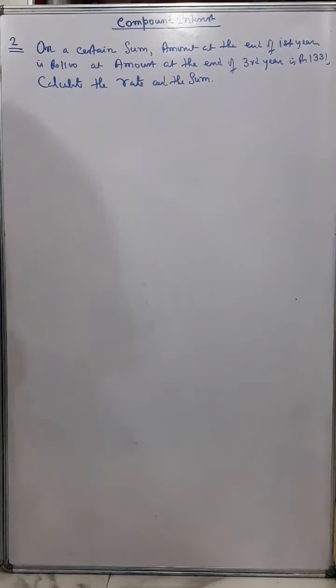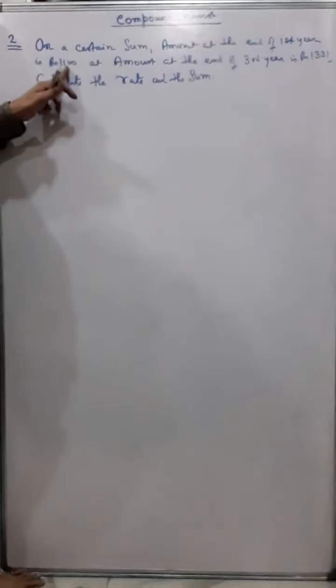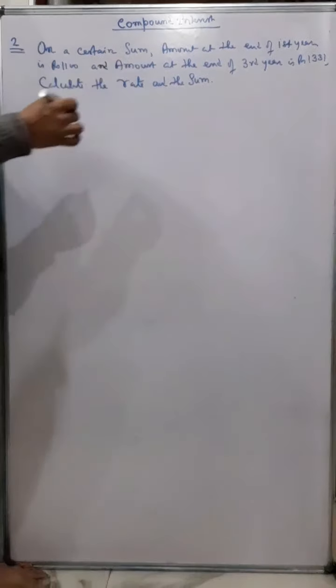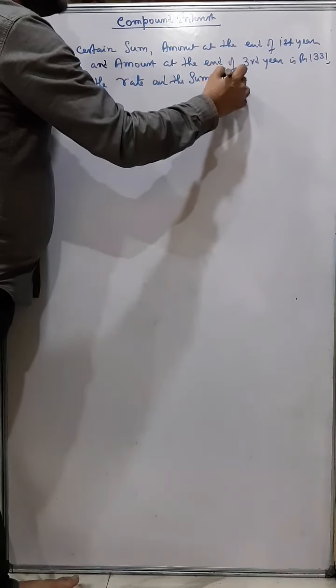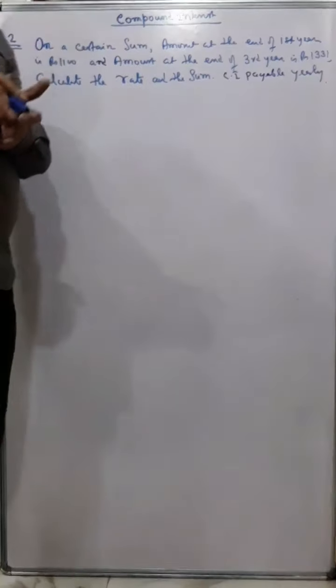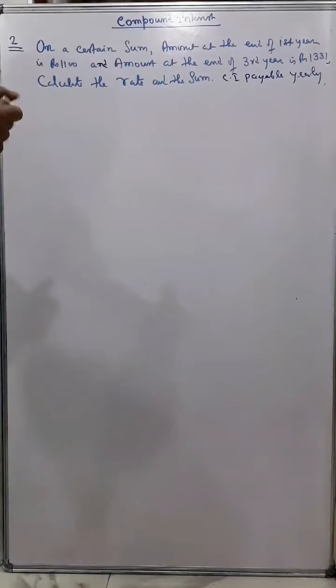Okay, now see this sum. On a certain sum, the amount at the end of first year is 1100 and amount at the end of third year is 1331. Calculate the rate and the sum, and that is compound interest payable yearly. You understand the question? Means we don't know the principal, we don't know the rate also, but we know that the amount at the end of first year is 1100 and amount at the end of third year is 1331.